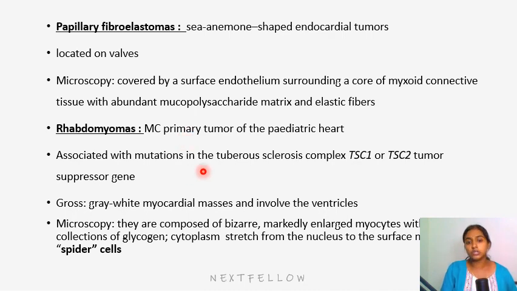Rhabdomyoma is associated with mutation in the tuberous sclerosis complex. Grossly these are grey-white in color and involve the ventricles, and microscopically characteristic spider cells will be present.